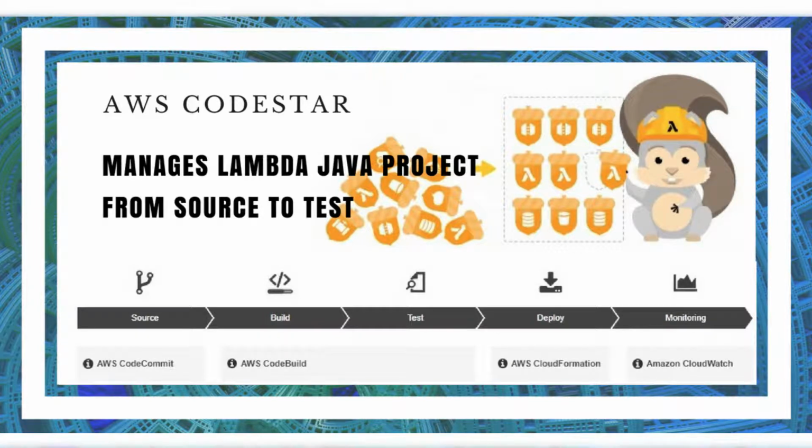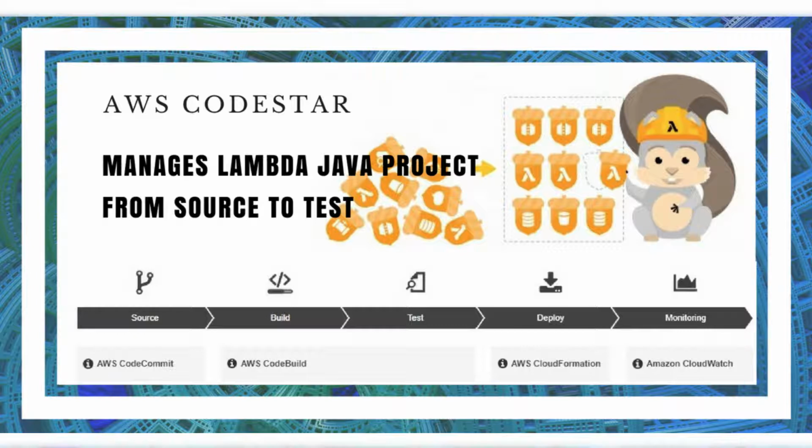Today, we will take a look at some of the AWS services to manage a Lambda Java project and test it locally. We will use AWS CodeStar's template to create a Lambda Java project.